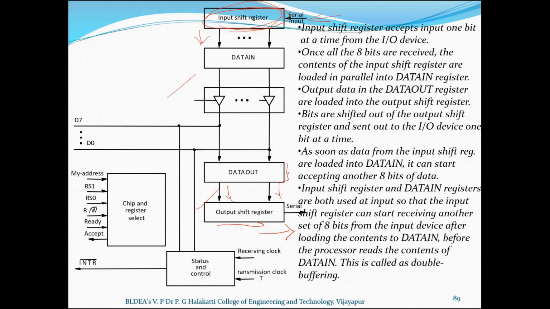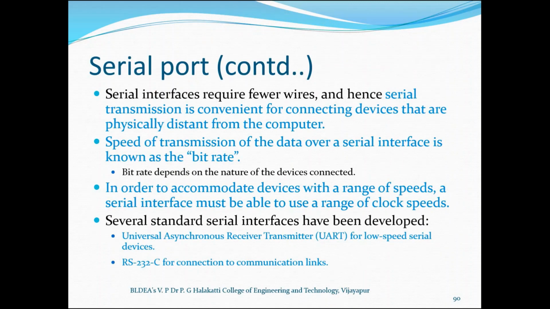Now, since serial transmission requires fewer wires, the serial interface is the most convenient way of connecting devices that are physically far apart. For example, two computers could be connected using a coaxial cable. Similarly, for long distance communication, telephone lines are used as a medium. But the disadvantage of serial communication is that it is not as fast as parallel data transfer.